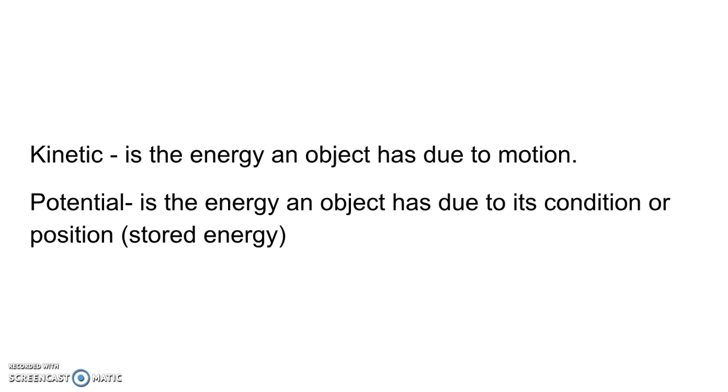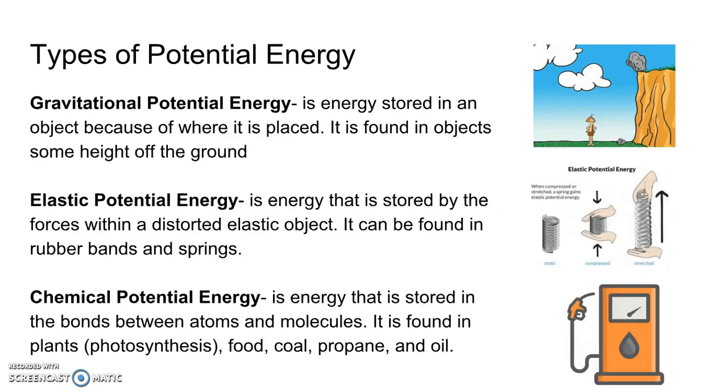Kinetic energy is the energy that an object has due to motion, so anything that's moving has kinetic energy. And potential energy is the energy that an object has due to its condition or position. So it's stored energy. So there are three types of potential energy. The first two that we have here are ones that we've talked about already.